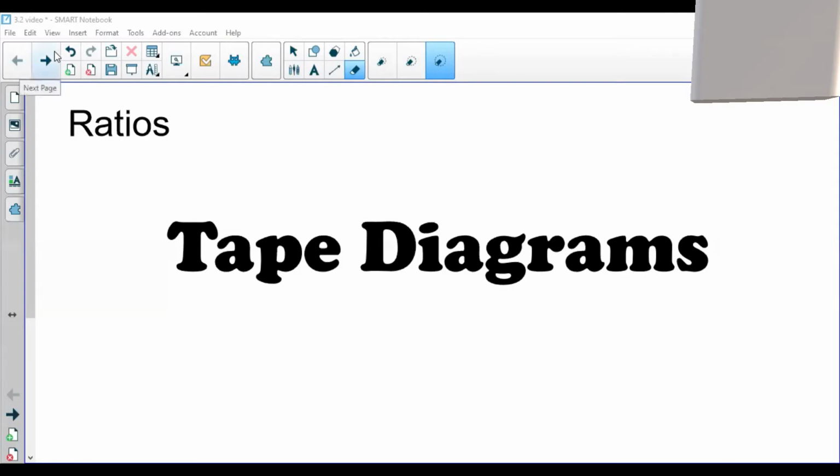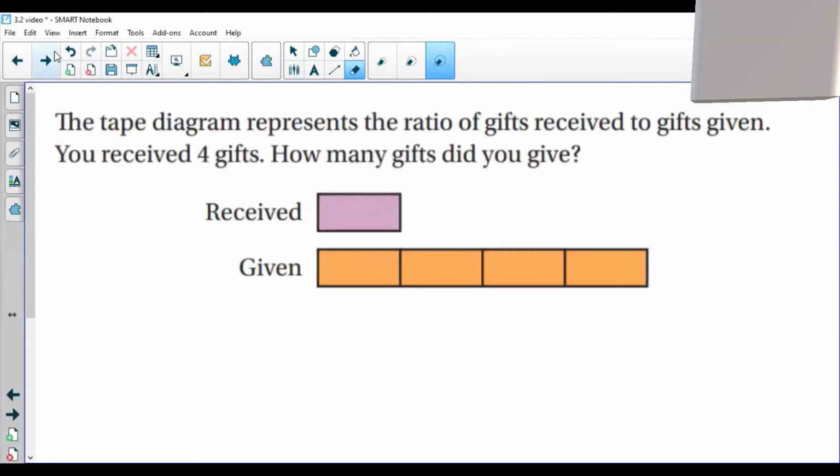First off, what is a tape diagram? Let's look at this problem here. You see these colored boxes? That's the tape diagram. They look like little pieces of tape ripped out and taped next to each other, which is why we call it that. So let's look at the problem. What are they asking us? It says the tape diagram represents the ratio of gifts received to gifts given. You received 4 gifts, so how many gifts did you give?